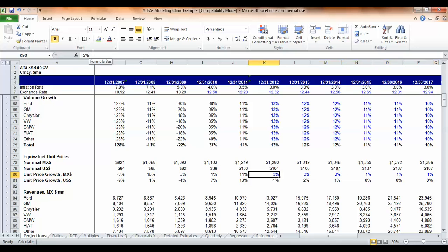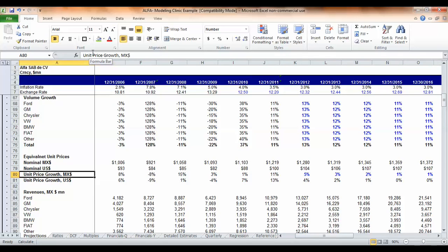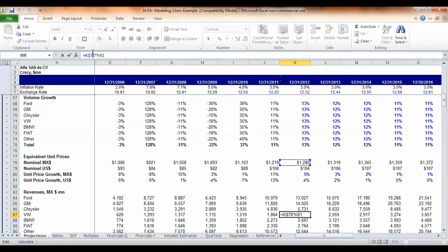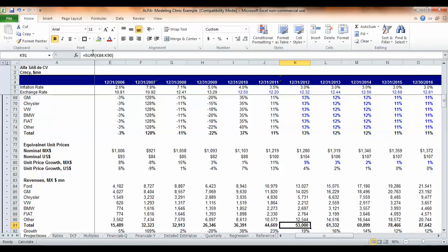And again, we simply, for the projections, multiply the volume that we're expecting by the same price, and we can calculate the revenues by each of the end clients. We add up for all those clients, and then we get the total revenues for that business.